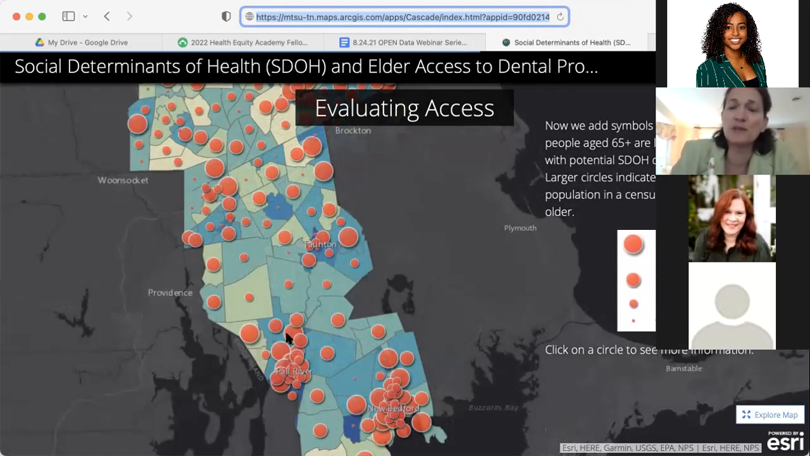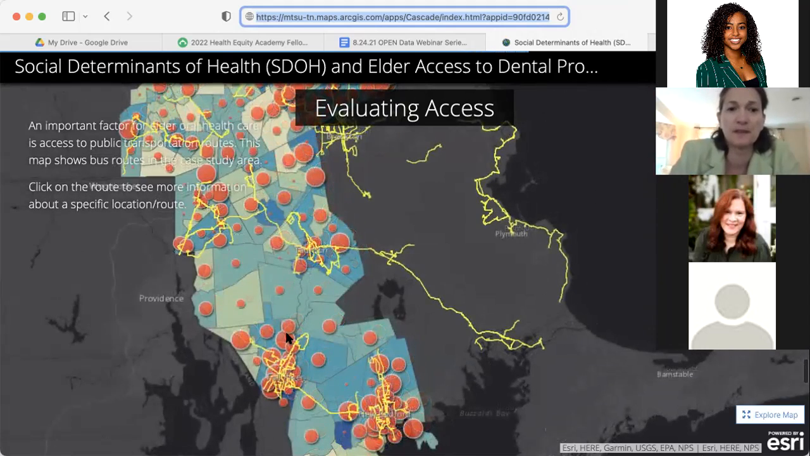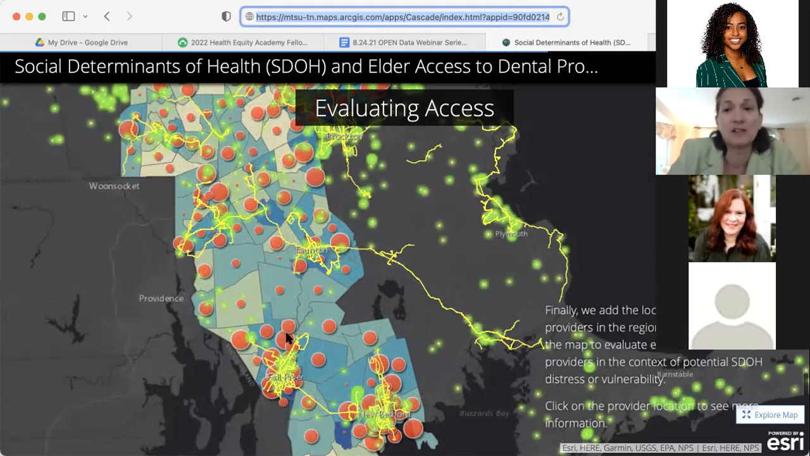Now what we did was, through the census tract information, we put in people that were 65 and older. So the larger the red dot, the more people reside in that area that are 65 and older. You can scroll up. Then we overlaid transportation routes. These were public transportation routes that were available to all the people in those census tract areas. And that looks like spaghetti.